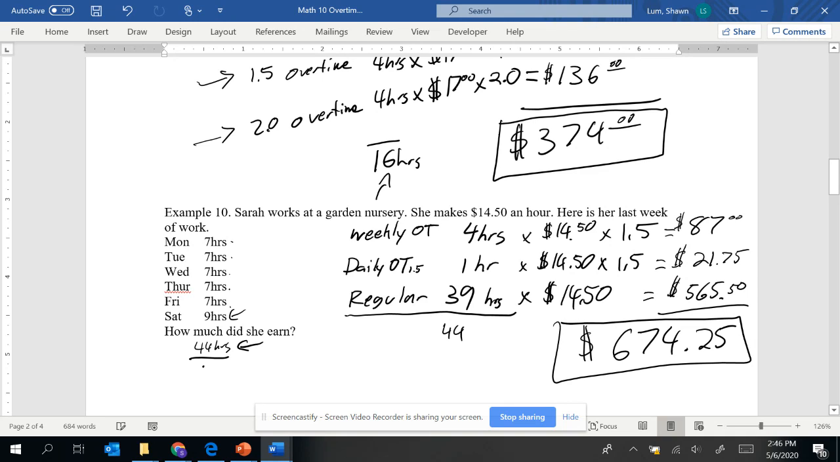Okay, and that is how daily and weekly overtime are calculated. This is going to be a little bit of a tricky one that we're going to get a little bit more practice on.